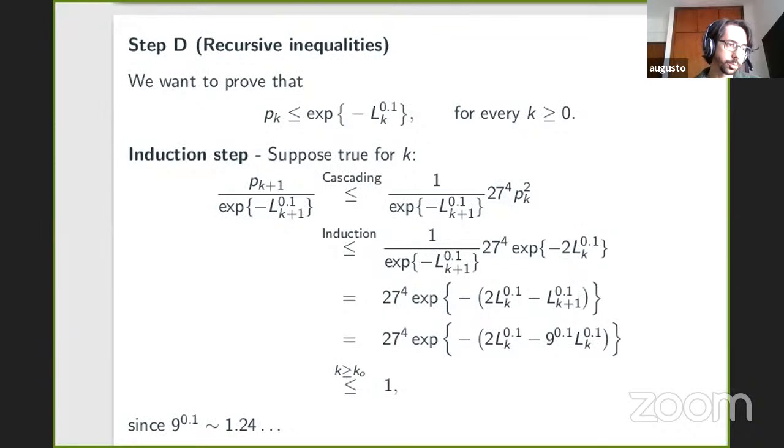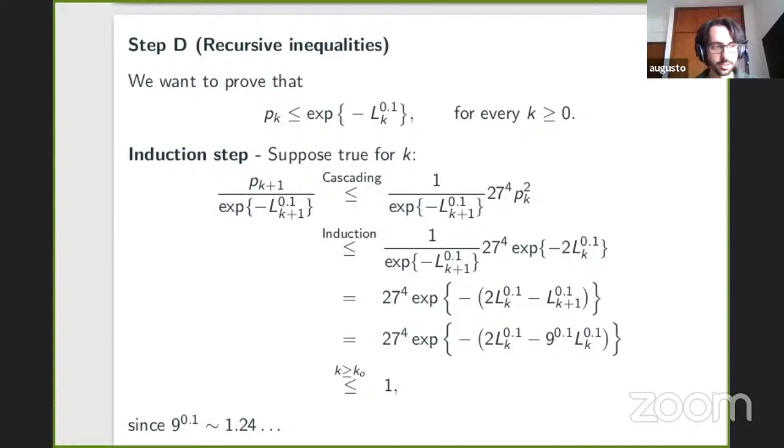And there is the thing that's helping you, the exponential of minus, which is in the numerator. This is decaying. All you want is for the thing in the numerator to beat the thing in the denominator. So you bring all of them to the same exponential. One of them is 2 LK to the 0.1. The 2 comes from the fact that PK is squared. And the other one is LK plus 1 to the 0.1. So it's a fight between two in the smaller scale and one in the bigger scale. Remember the bigger scale is 9 times bigger. So you put this 9 outside to the power 0.1. And 9 to the 0.1 is smaller than 2. It's approximately 1.24. So they lost the fight. This is smaller or equal to 1.